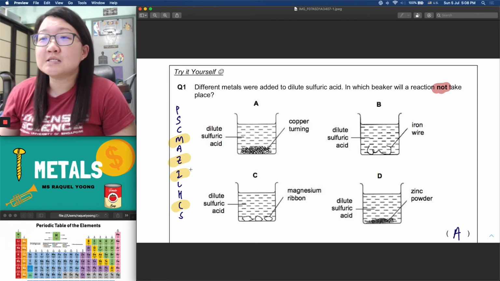Okay, write this at the side, and then if we look at the options here, so A is copper, right? So copper is here, right at the bottom. Iron is here, magnesium is here, and then zinc is here. As we know, the reactivity series of metal is from the most reactive metal to the least reactive metal, right? So question asks you, which beaker will reaction not take place? Then definitely it has to be the one that is the lowest, or rather at the most bottom of the series. So in this case it will be C, which is copper. So answer is A.